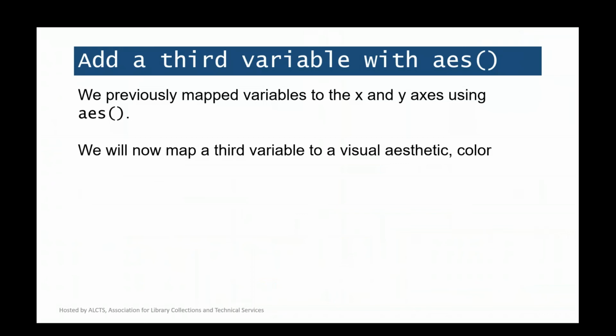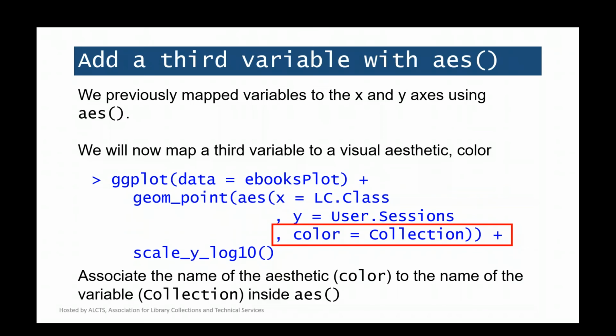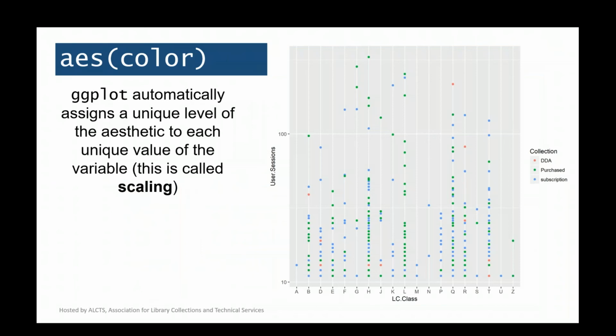Okay, we have now used 2 aesthetics. We've mapped variables to the x-axis, and we've mapped variables to the y-axis. We'll now map a 3rd variable to a visual aesthetic, or color. So the expression looks like this. Same as we've done before, only we're adding another argument here in aes. We're adding a color argument. In other words, we are assigning the name of the aesthetic, which is color, to the name of the variable, which is collection.